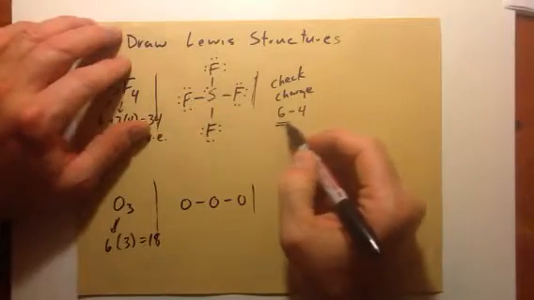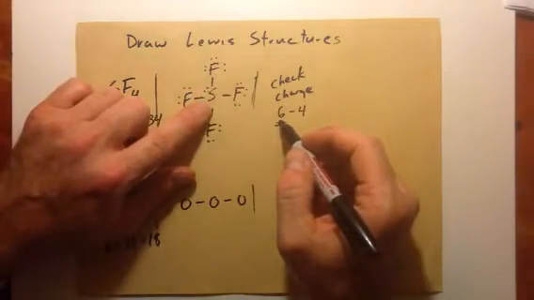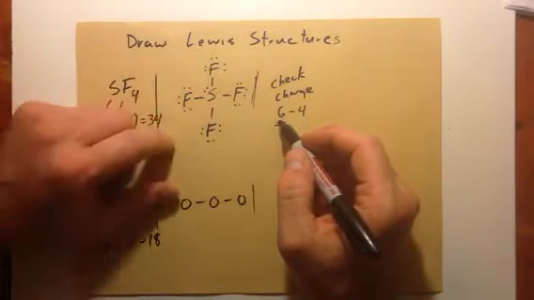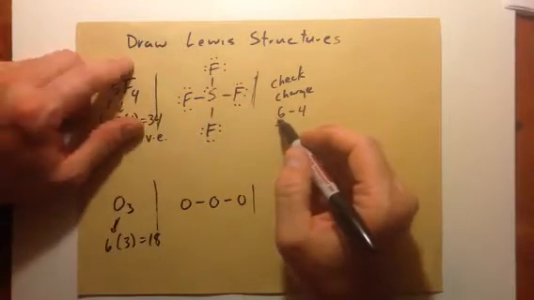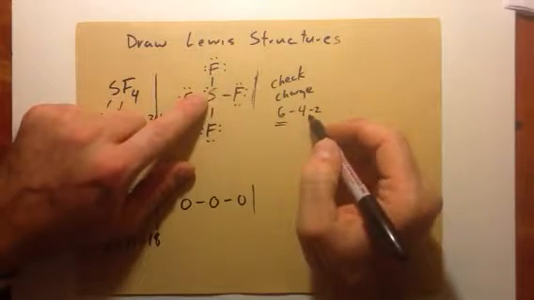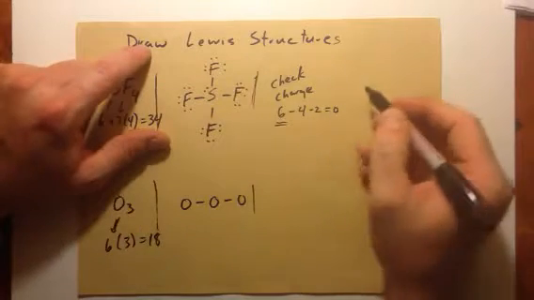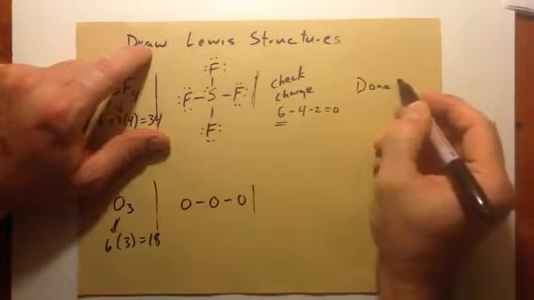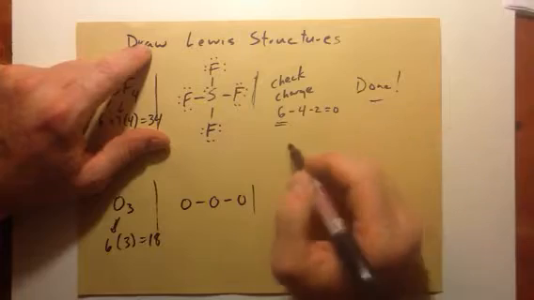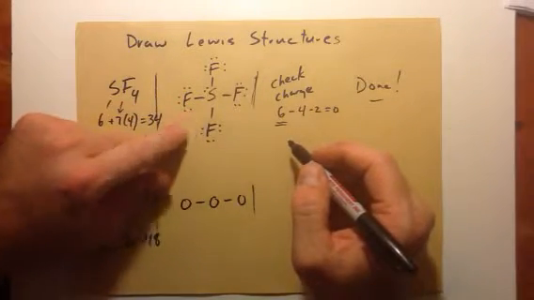As an atom, this 6 is associated with the number of valence electrons that sulfur has going into bonding, going into a structure. So 6 minus 4 bonds minus the 2 electrons that it owns as a lone pair is equal to 0. So we would be done with this structure. This would be the valid Lewis structure.